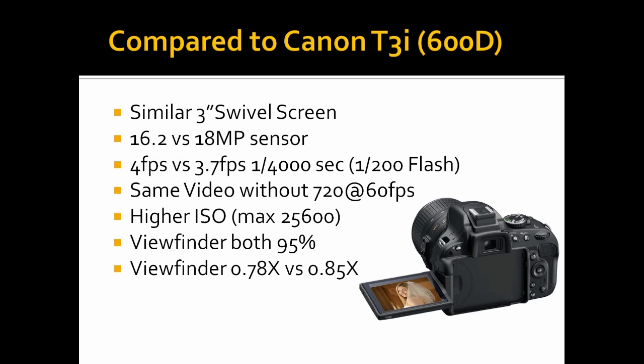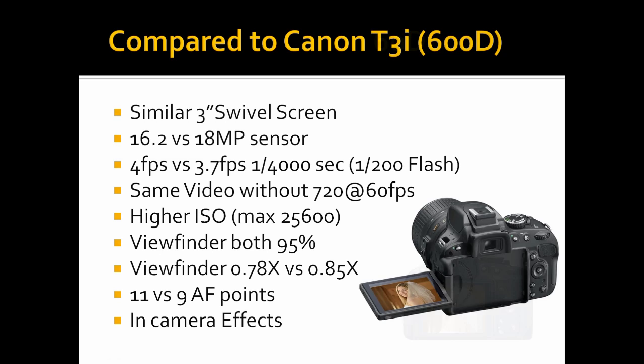But it has less magnification in the viewfinder at 0.78 versus 0.85 on the Canon. So the Canon T3i is going to look a little brighter with a little bit more room in the viewfinder. And AF point wise, the Nikon has a slight edge over the Canon, and they both have just a single central cross type point. Now the Nikon has added some in-camera effects which are quite interesting. They allow you to do various effects even on video, so that's kind of interesting to play around with. Most people may find that a little gimmicky, but some people might find it fun.